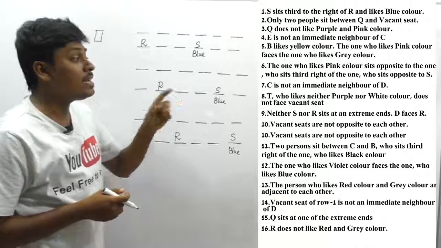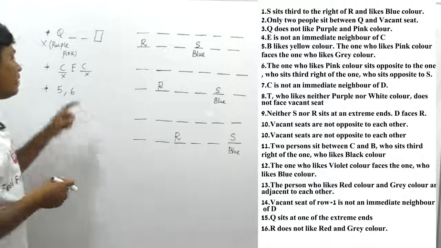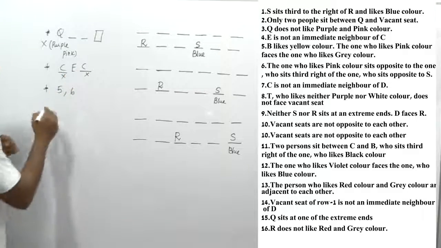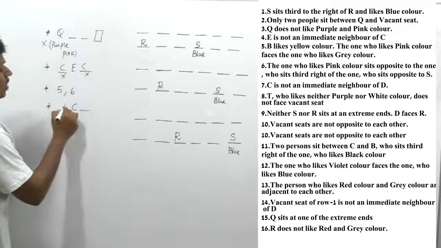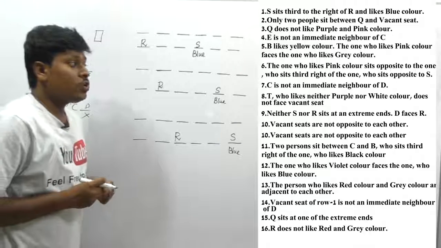C is not an immediate neighbor of D. Friends, listen carefully. C is not an immediate neighbor of D. We already know that E is not an immediate neighbor of C, and now they have said that C is not an immediate neighbor of D. Right? Okay. Let me move on to the 8th point.